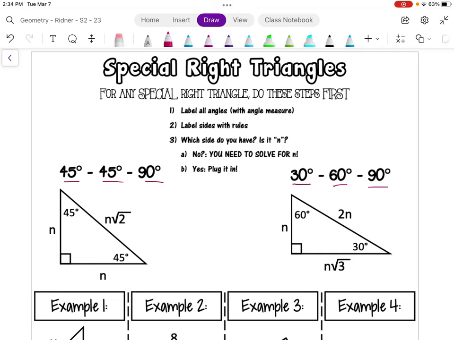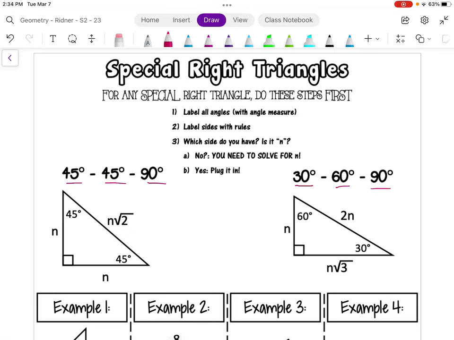So if I have 45, 45, 90, the two sides that are not the hypotenuse are the same. So if this were 5, this would have to be 5. Totally making that number up. Don't write that down. But they are the same. Okay, to find their hypotenuse, you just multiply by the square root of 2.